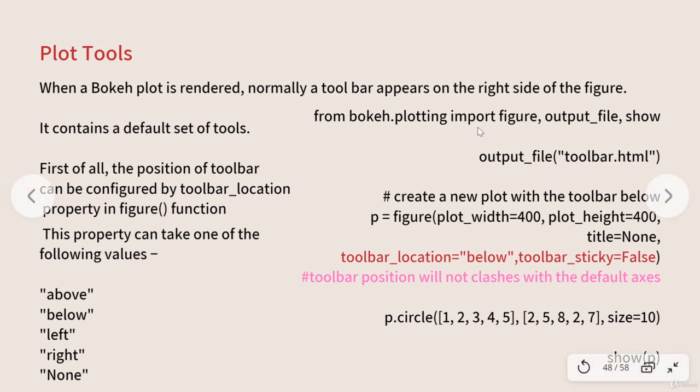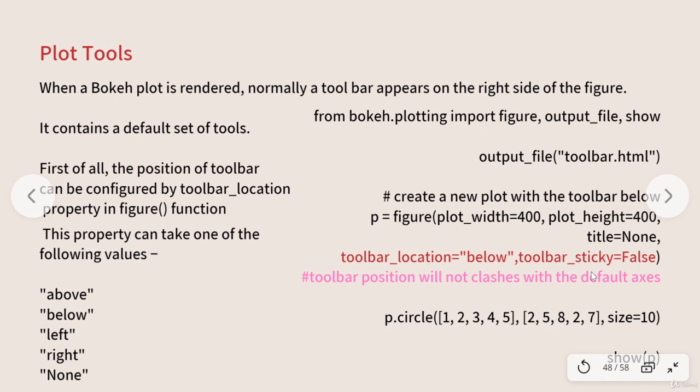So this is the example. We have made the necessary imports. Output file we have mentioned. Then I want to create a toolbar. Now here, if you see, I have mentioned that I want a toolbar location. This is done with the figure parameters. So when you are defining figure parameters, you can show this. You want toolbar location to be placed below and toolbar sticky false.